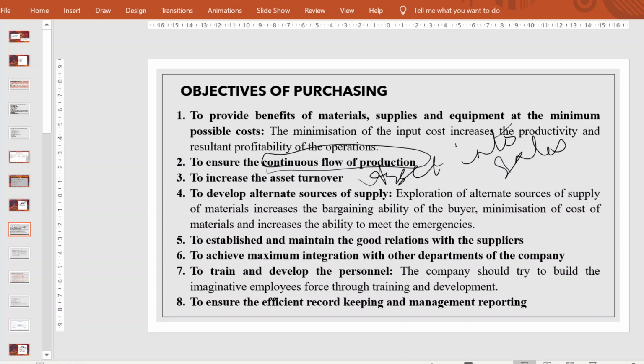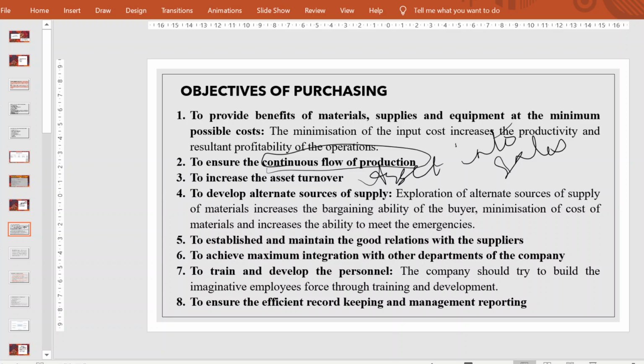The fifth one is to establish and maintain good relation with suppliers. The purchase department should ensure that it is having a favorable relation with the suppliers, wherein they are able to give reasonable prices and will be getting a preferential allocation of materials. If you're having good relation with the supplier, naturally they will be telling about new products or some improvements which can be done in production based on their research and development, which can be very good for your production unit.